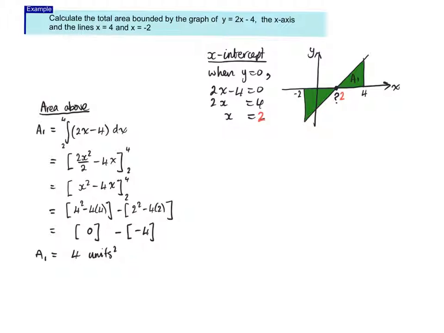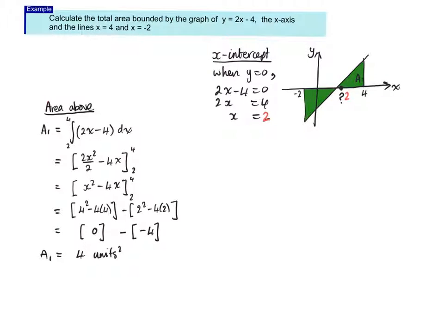Now we're ready to work out the area below. The area below is a little bit more straightforward because we've already done most of it. We can call that area 2. We've already done the integration, we don't need to do that again, so it's just the same function integrated. So it's x squared minus 4x, but this time we're integrating it between the limits of 2 and minus 2.